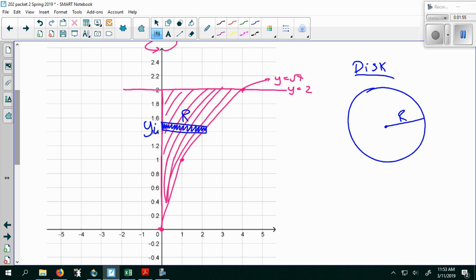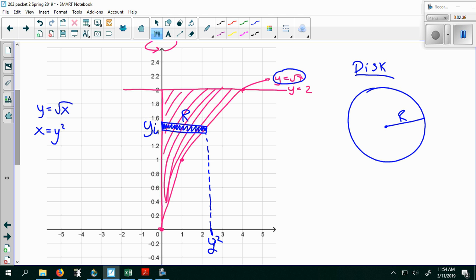The length of that rectangle is an x value. I need to know this location on the x-axis, given a generic location y on the y-axis. I have an equation that relates y and x for this curve: y equals square root x. I'm given y and I need to know what x is, so I solve for x and get x equals y squared. So that is my radius, capital R is y squared.